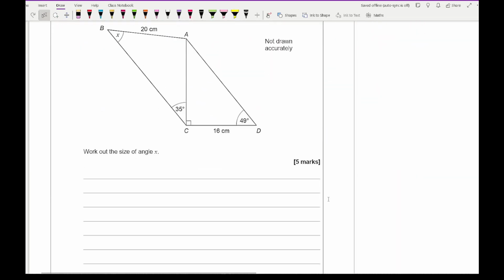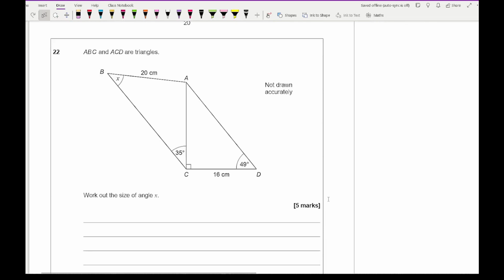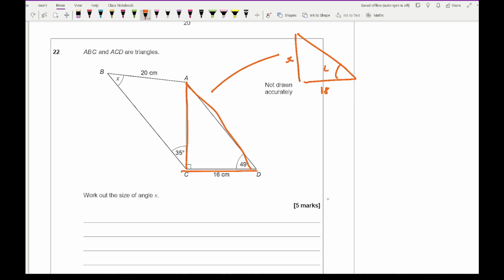Then moving on to question 22, it says ABC and ACD are triangles. Work out the size of angle X. So angle X is just there. Now if I take this triangle here, I first of all need to work out what AC is going to be. So if I take that triangle out, then what I end up with, if I call this side X, is 18 and this is 49.